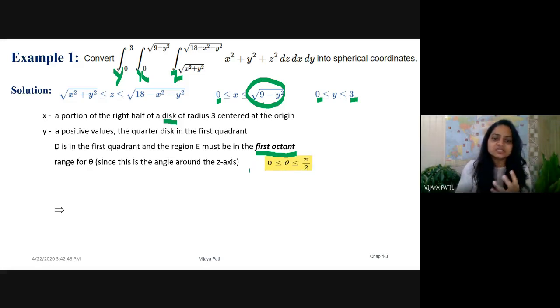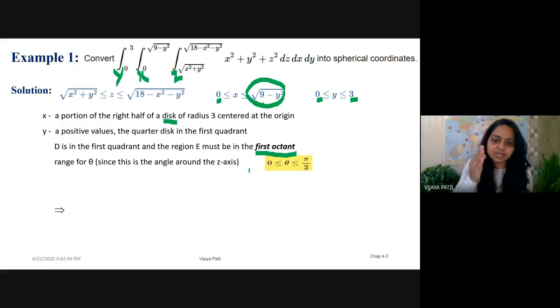What is theta? Theta is nothing but the angle around the z-axis. And what is this limit? The limit is from 0 to pi by 2. Why is that so? Because I am having that area in the first octant.